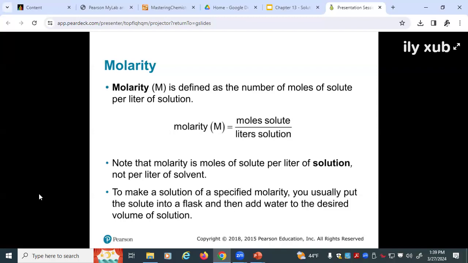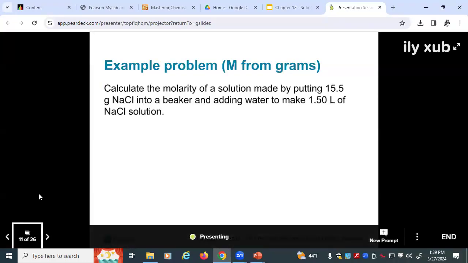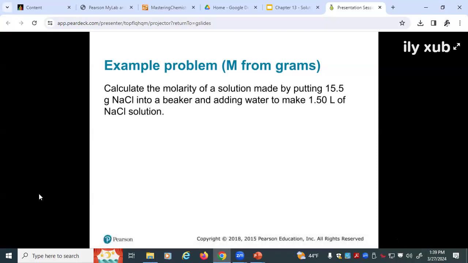So for that first kind of example, it's going to look something like this. Calculate the molarity of a solution made by putting 15.5 grams of sodium chloride in the beaker and adding water to make 1.50 liters of solution.